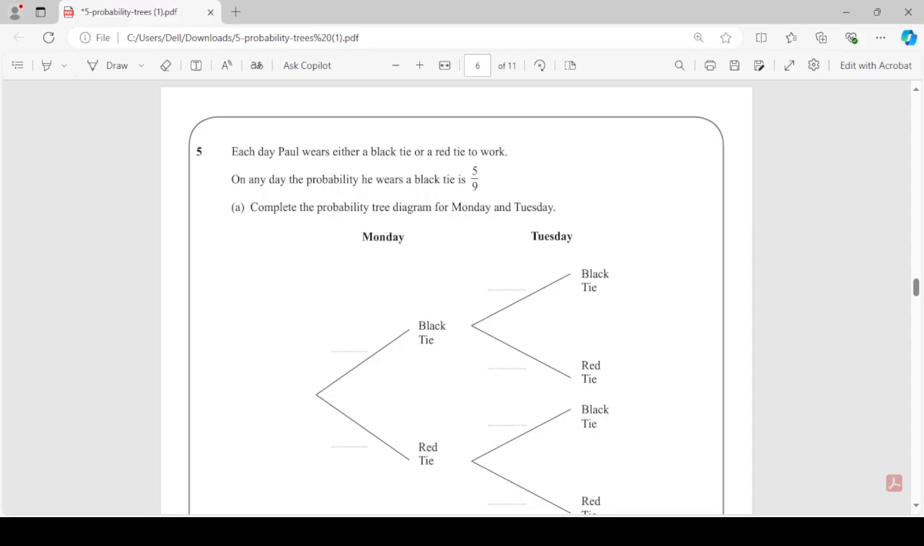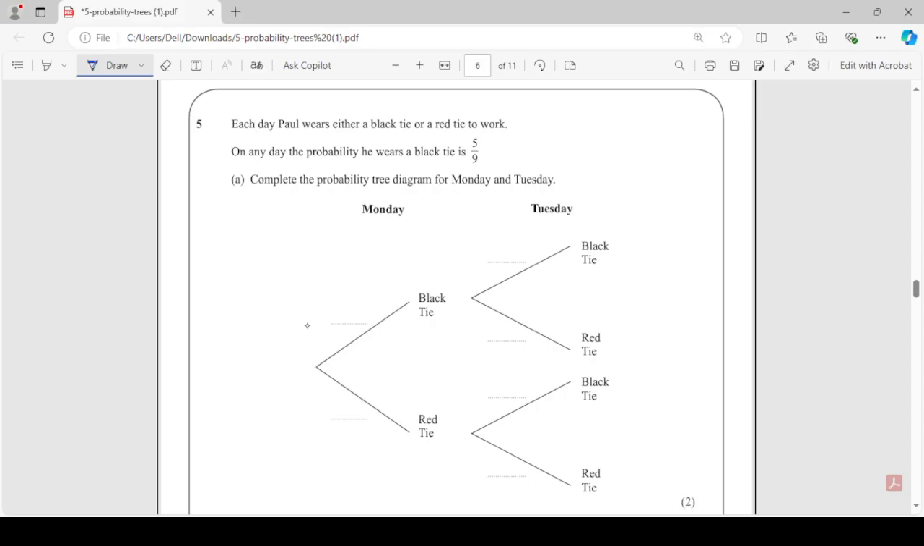Question number 5. Each day, Paul wears either a black tie or a red tie to work. On any day, the probability he wears a black tie is 5/9. Complete the probability tree diagram for Monday and Tuesday. The probability he wears a black tie on any day is 5/9. 1 take away 5/9 is 4/9.